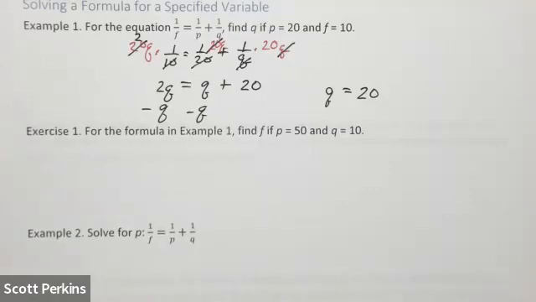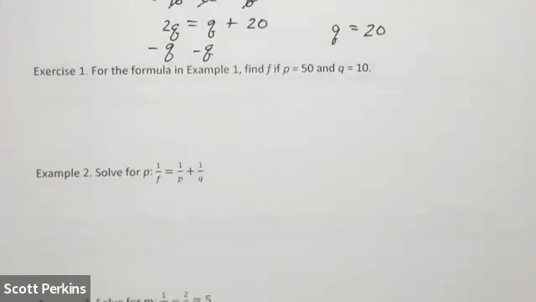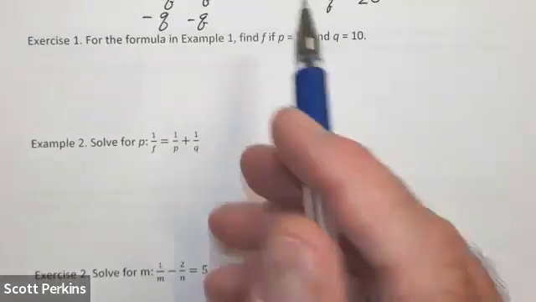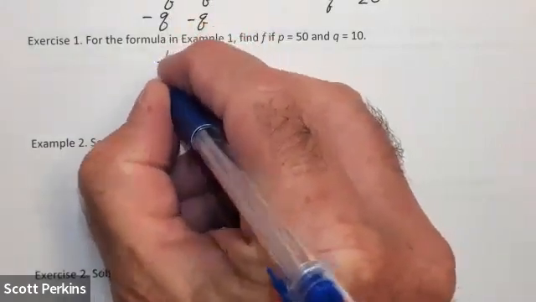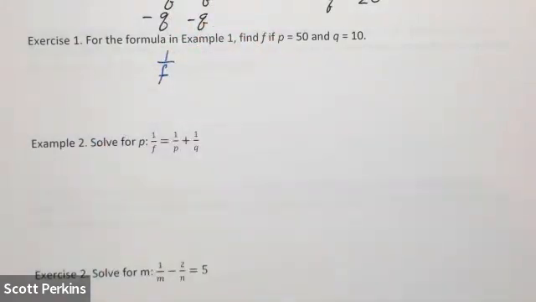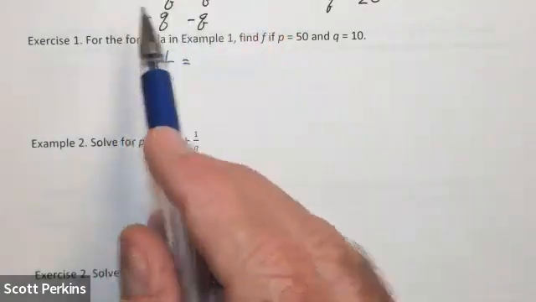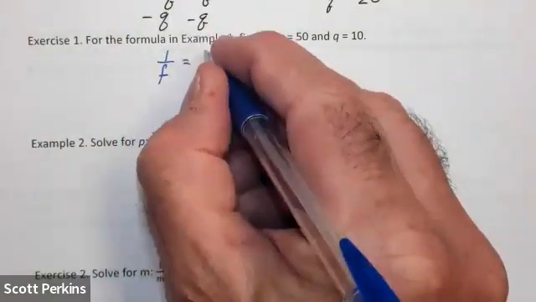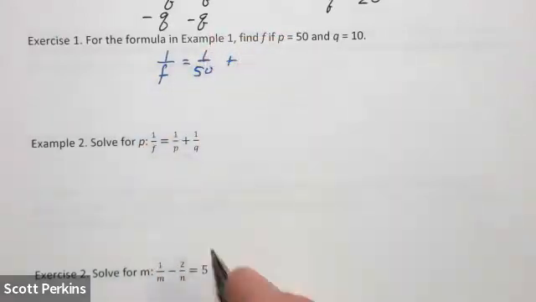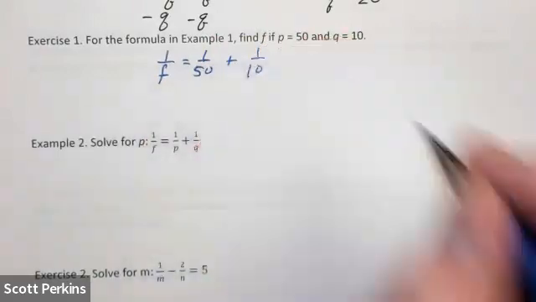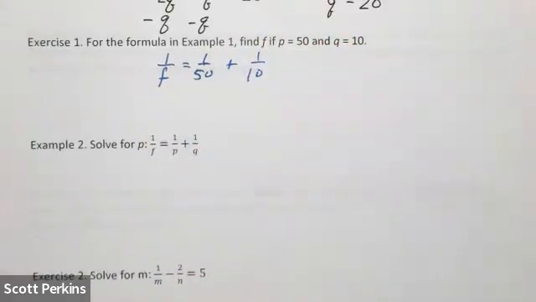So first thing I'm going to do is I'm going to plug in the appropriate value in the appropriate place. So we're looking for f, so that first fraction is going to stay 1 over f. There's no change to make there. Equals, and then 1 over p is the next fraction. So p is 50, so that's 1 over 50. And then plus 1 over q, and I'm told q is 10, so that's 1 over 10. So there is my new equation.